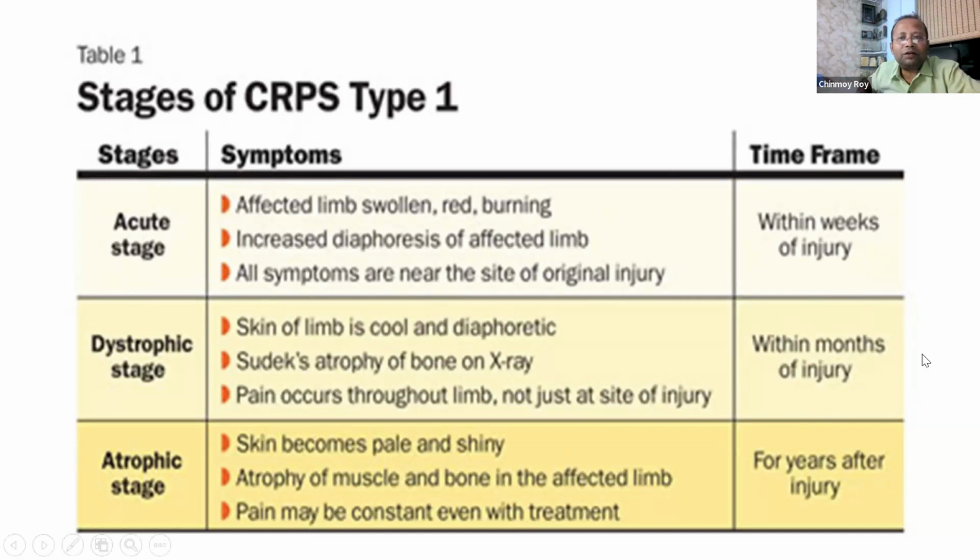And the dystrophic stage, after months, what will happen? Blood supply will get decreased. Decreased means less than normal, so it will be cool, cool and diaphoretic, and then there is atrophy, Sudeck's atrophy on bone X-ray. Then it becomes a bluish discoloration due to decreased blood supply. And in the atrophic stage, you can understand that all the muscles are atrophied. There will even be changes in the nails, hair changes, and falling of hairs. So that is the atrophic stage.